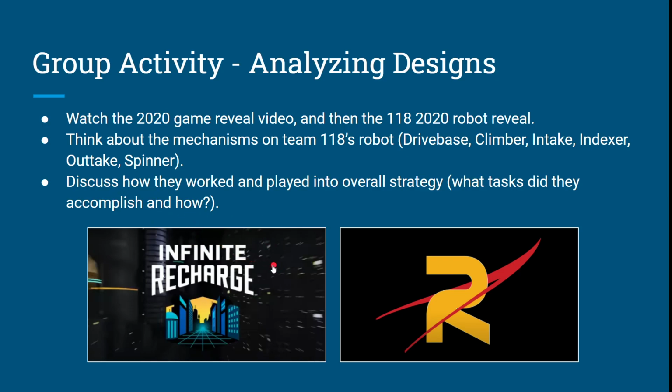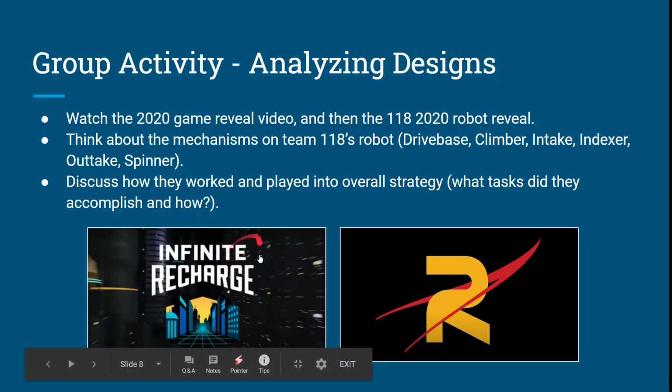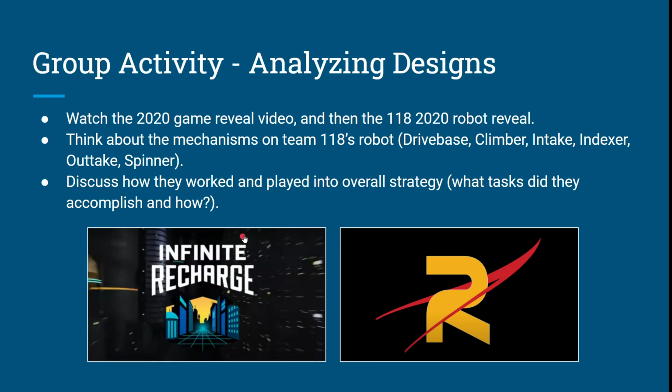Second task is scoring. So that entails either shooting lemons into the high goal, or depositing them into the low goal. But scoring is our main task. Those would be two subtasks of that main task, but scoring is our main task, scoring lemons.